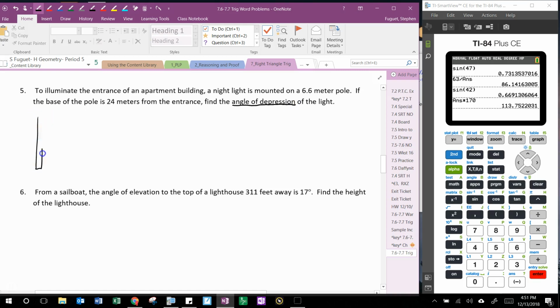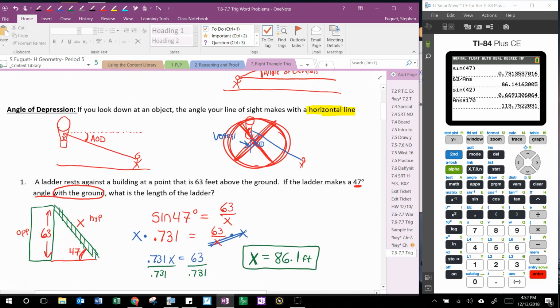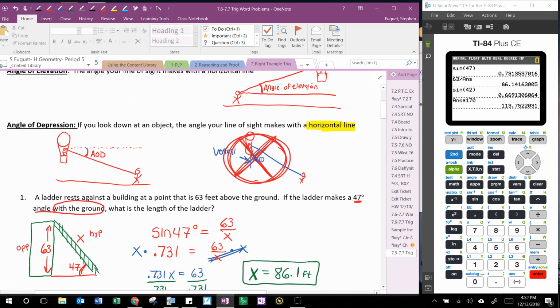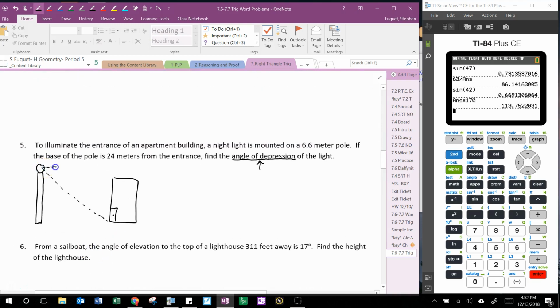So let's start with, we have a light post here. We have our light. We also have a building, and we're illuminating the entrance to a door. So the door is here. So the light is going to shine, we'll say at the base of the door here, and that's going to help us create our triangle. Remember angle of depression from the beginning of the video. When you're looking down at an object, it's the angle your line of sight makes with the horizontal line. So the light is at the top. Its horizontal is essentially right here. So this is the angle that we're trying to find. Typically, we use the theta symbol for that.